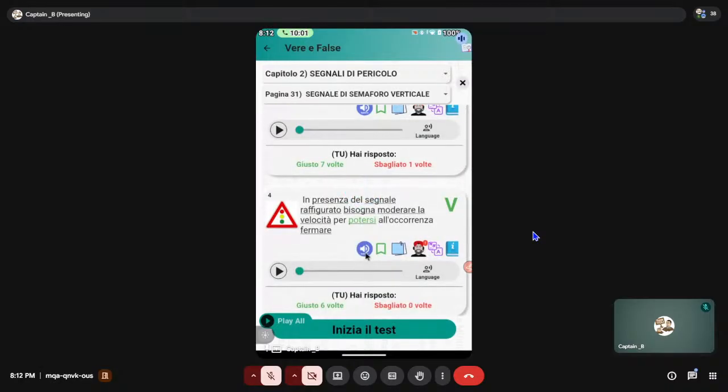In presenza del segnale raffigurato bisogna moderare la velocità per potersi all'occorrenza fermare. Now, he said in the presence of this sign, bisogna moderare la velocità. He said you have to moderate your velocity. Yes, it is true. As you are getting close to the semaphore, which is the traffic light, after you see this sign, know fully well that in the next 150 meters you're going to see the traffic lights. You understand? Yes, it is true. È vero.